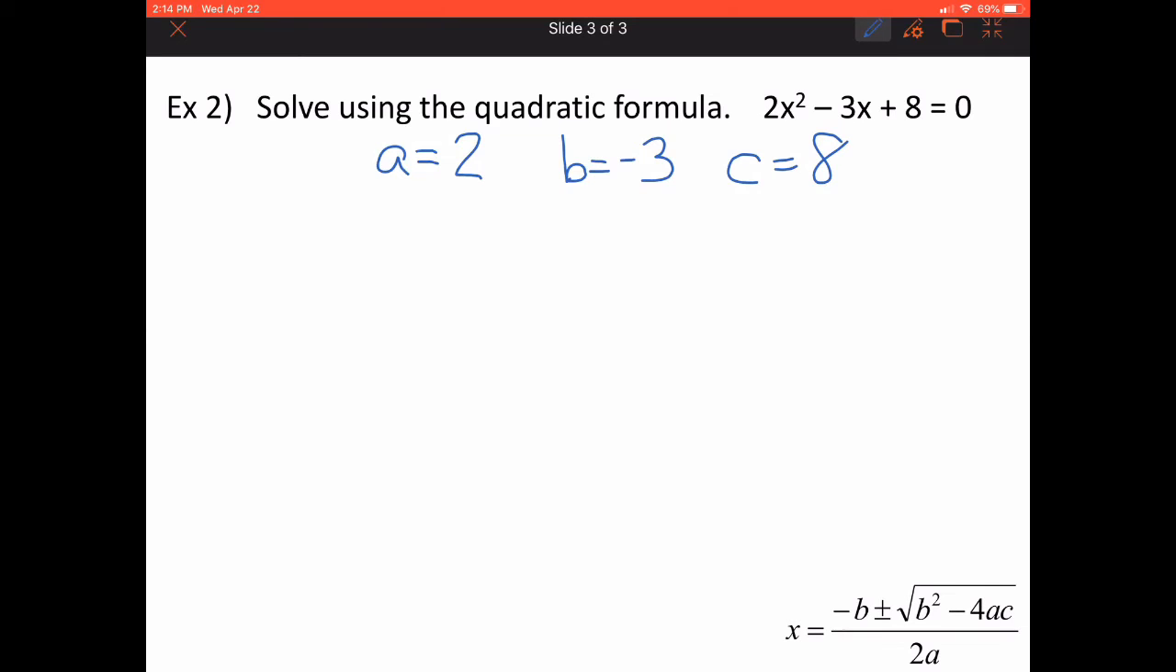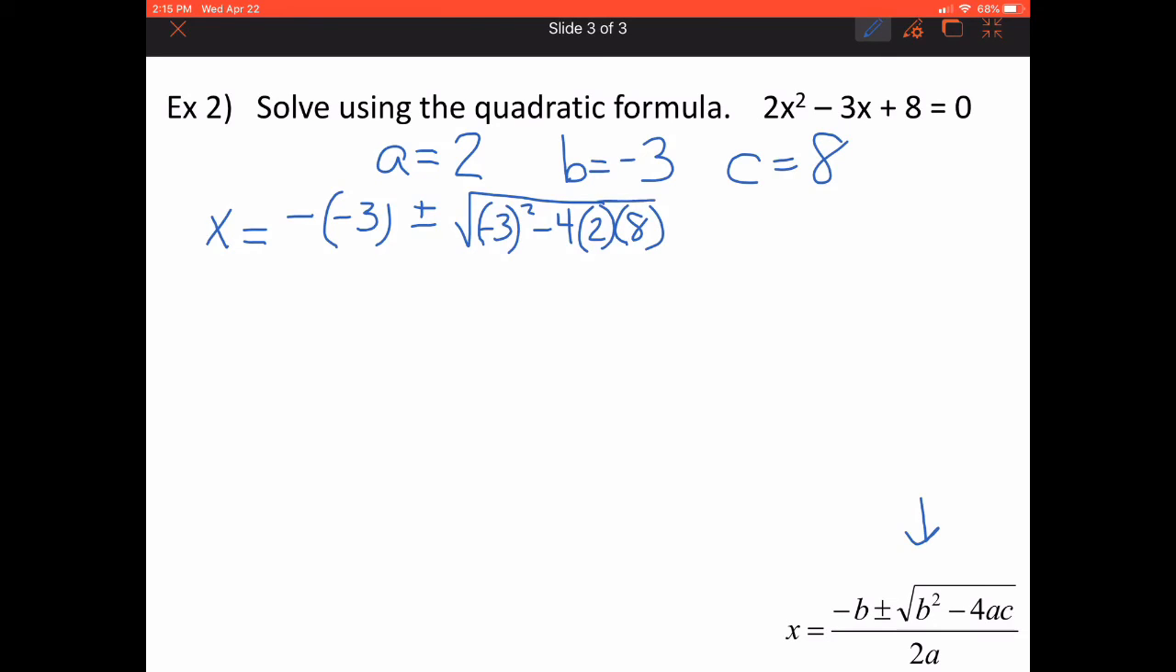Okay, now I'm going to use the quadratic formula down here at the bottom, and I'm going to substitute it in. So x equals, there's always a negative sign, and then we substitute in the b, which was negative 3, plus or minus the square root of, the first thing under the square root is b, and it's squared, so put the b in parentheses, squared, minus 4 times a, which was 2, times c, which was 8, all over. The bottom of the formula says 2 times a. So 2 times 2.